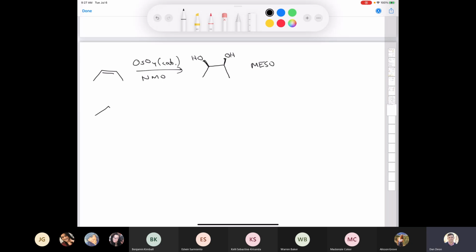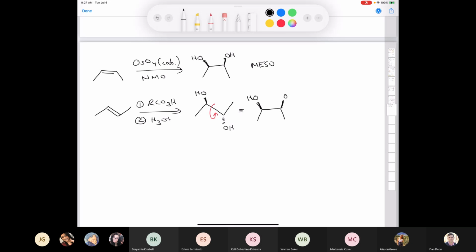However, if I take trans-2-butene and I treat it with a peroxy acid like MCPBA, followed by acid, that gives me anti-addition. And so I have one hydroxyl pointing up and the other hydroxyl pointing down like this. But when I rotate this bond, I see that I actually do end up with a meso compound where one hydroxyl is going to be up and the other hydroxyl is going to be up.